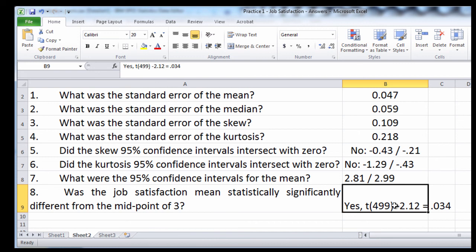So this is a run-through of the practice question. Yes, it's a lot of work, a lot of questions, but there's a lot of good quality answers that are derived from these series of questions. And it's interesting to ask the question of what percentage of people dislike their job in terms of a mean difference between the sample mean and the test value of 3.0.